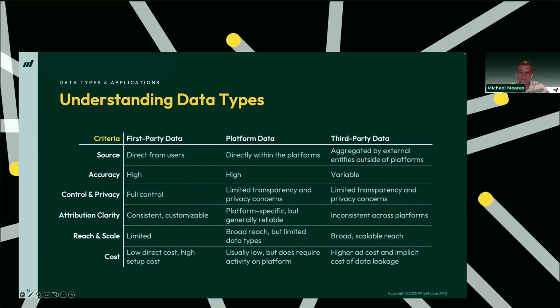So the accuracy of these three: the first two are very accurate. Generally you can rely on your first party data. You've collected it, so it's yours. You know what it is. You can manipulate it however you want, but you know what it is, and it's accurate. Platform data is also very accurate, but can be limited in the types, as I was just discussing.